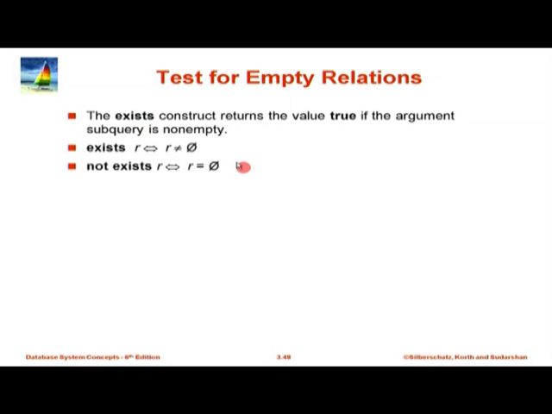Now I'm going to rush through a few more constructs and then take a break for questions. The next one is test for empty relations. You can have exists or not exists. Exists is true if a relation is not empty, not exists is true if the relation is empty. Phi here denotes the empty set. Phi is the Greek letter phi denoting the empty set.